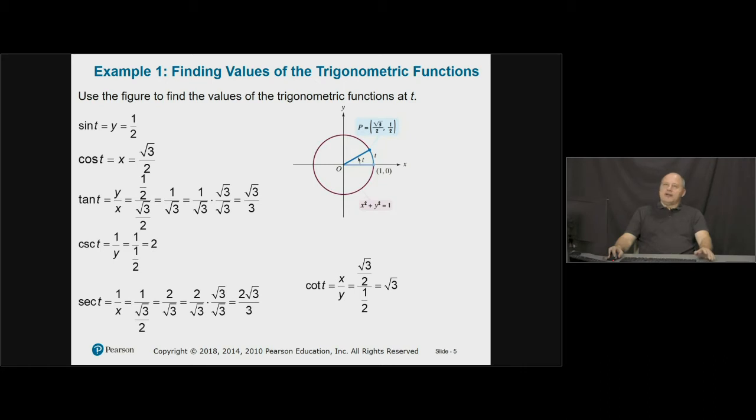So it's not a coincidence that there's 6 trig functions, because there are 6 such ratios. It's just a matter of fact that they come in pairs, and they're pairs of reciprocal functions. The sine and the cosecant are reciprocals. The cosine and the secant functions are reciprocals, and the tangent, which is y over x, is the reciprocal of cotangent, which is x over y. So that's how you find the trig functions of a point on the unit circle.